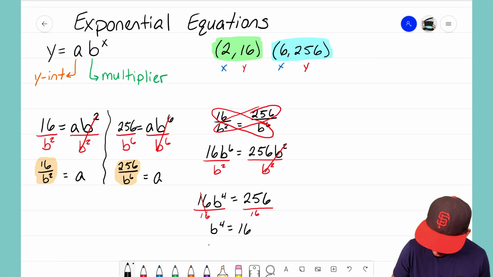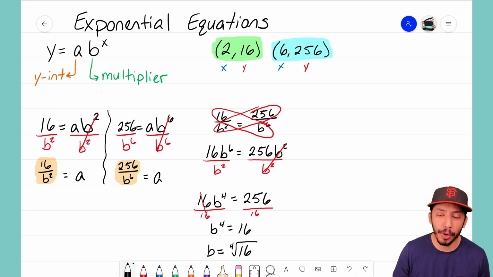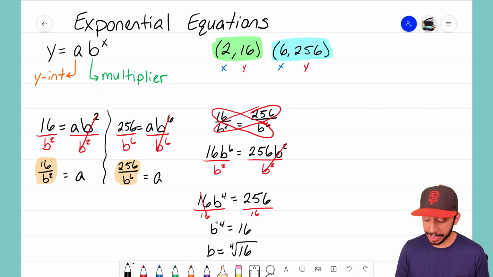So to do that, to get b all by itself, all I need to do is take the 4th root of 16. I'm taking the 4th root because my exponent here was to the 4th power. Had it been to the 3rd power, I would have done the 3rd root. Or if it was the 2nd power, I would have done a square root. But because there is a 4th power there, we need to take the 4th root of 16.